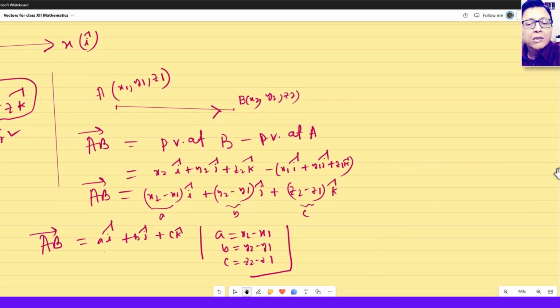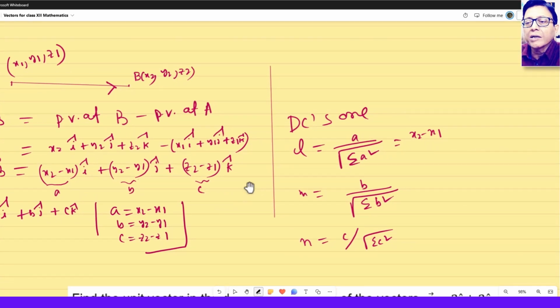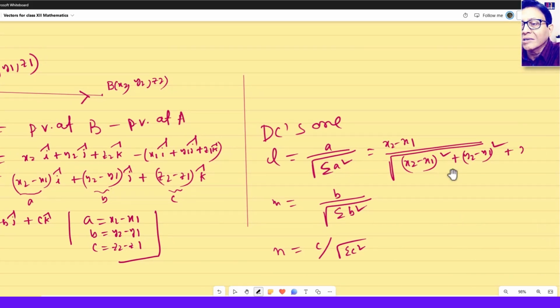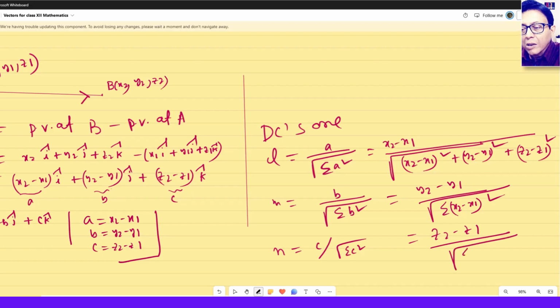Direction cosines, how will you find? The formula you got in the first session: DCs are what? l equal to a by under root sigma a square, m equal to b by under root sigma a square, and n equal to c by under root sigma a square. a, b, c you got here, you just write (x2 minus x1) divided by under root of (x2 minus x1) whole square plus (y2 minus y1) whole square plus (z2 minus z1) whole square. Similarly m will be (y2 minus y1) by under root sigma.